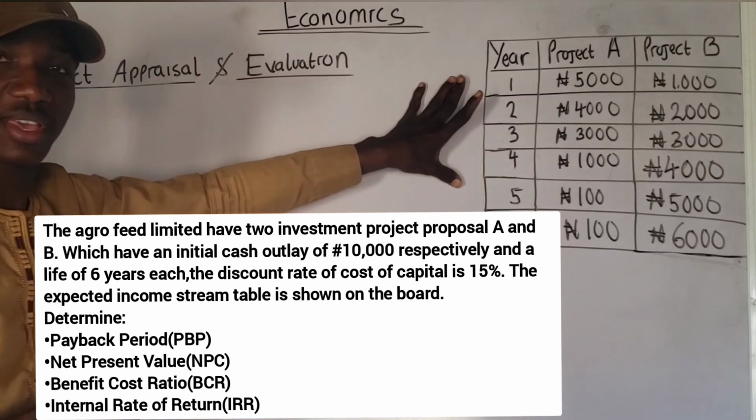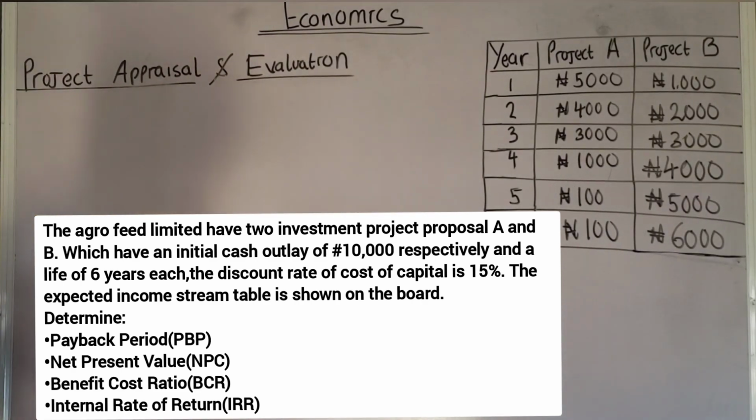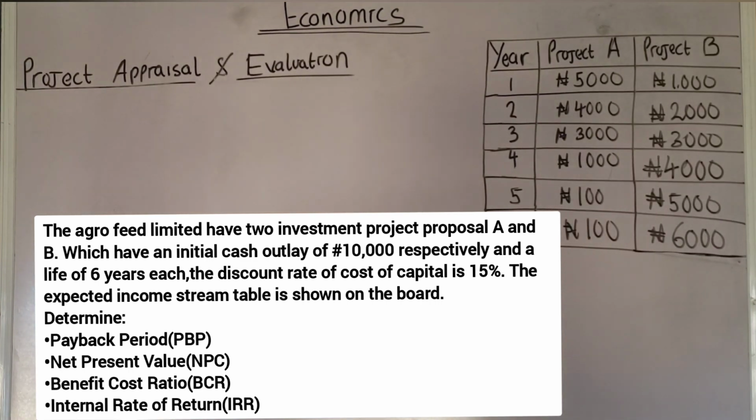You understand? Okay, now the question says we should calculate the payback period, the NPV, the BCR, and the IRR of projects A and B. You can see that this is a long session, so please pay attention. Just follow. I will take it step by step. Just pay attention as I solve the question.